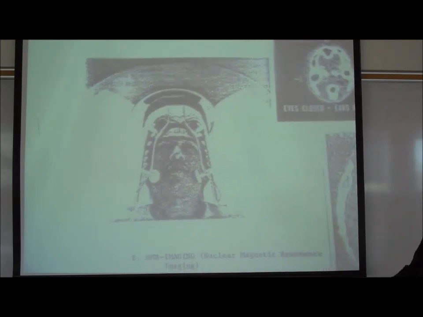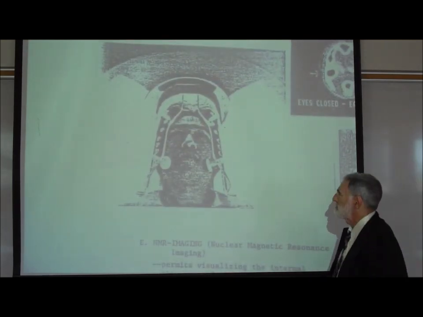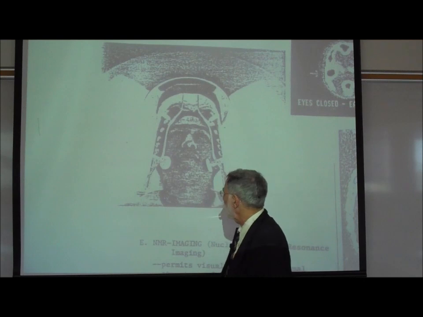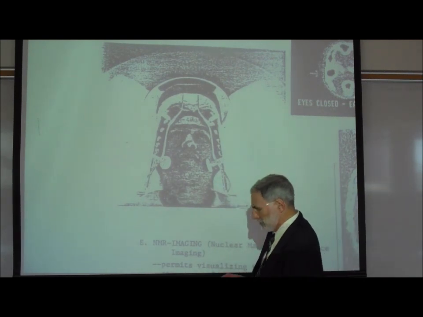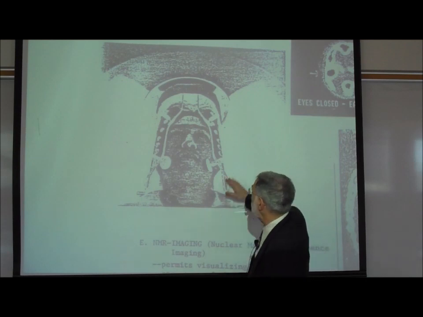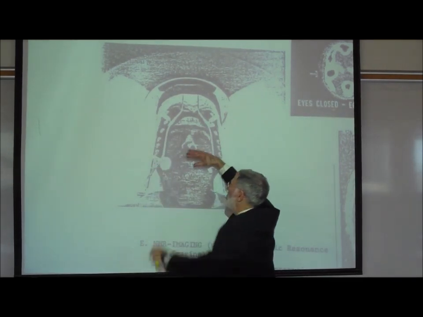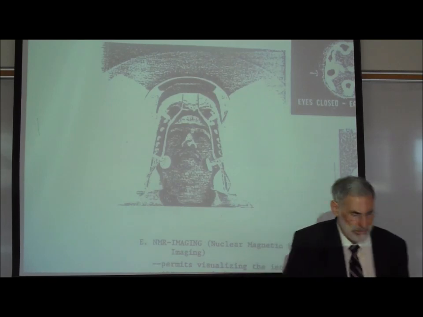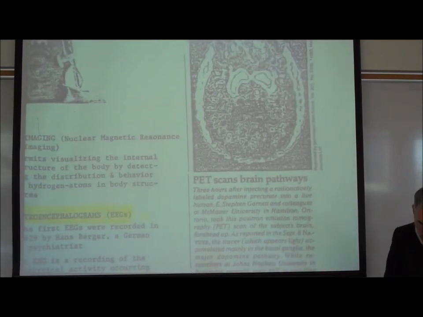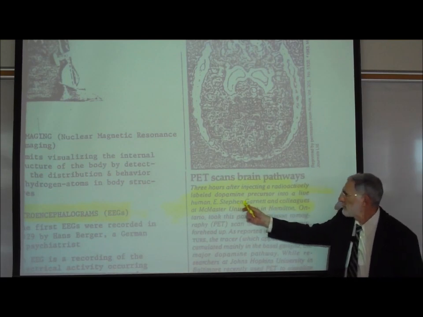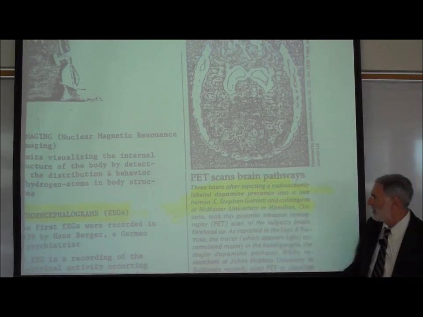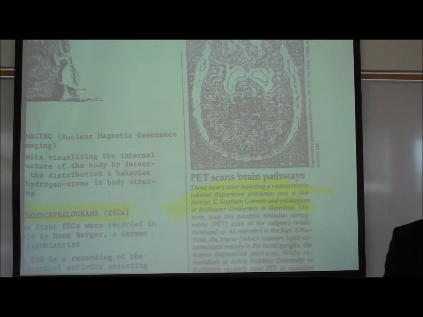In this image right here, it looks like the guy is ready to beam up onto a spaceship, but in fact, a radioactively labeled chemical has been introduced into his body, into his bloodstream, and they are picking up or measuring where that radioactivity is accumulating in his brain. PET scans have been used, as it describes here on the lower right, using radioactive dopamine precursor to see where dopamine accumulates in the brain.